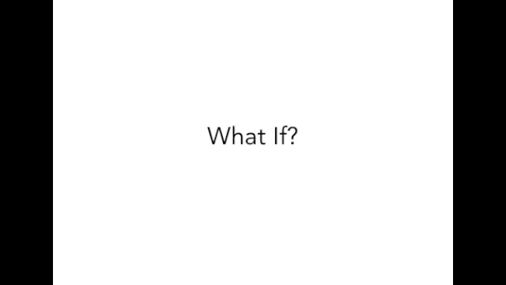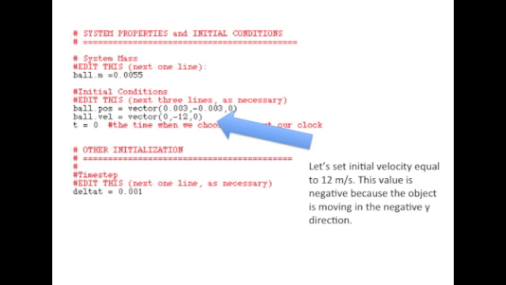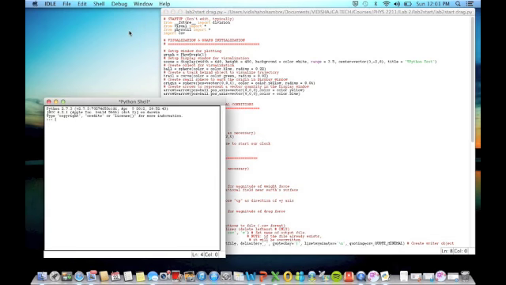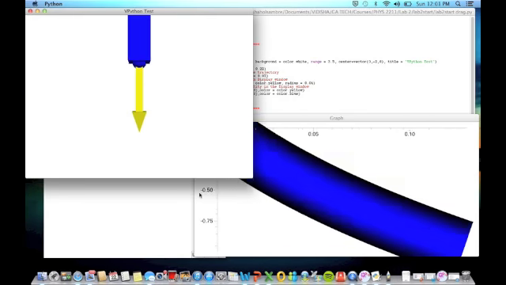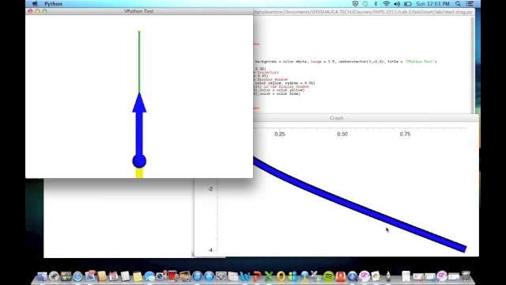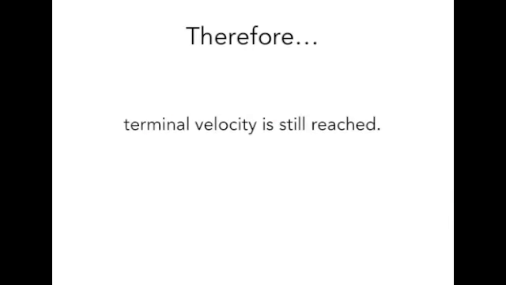The second question, what if, asks how initially throwing the object downward would affect terminal velocity. If initial velocity is set to 12 meters per second, the model shows us how the drag force is now greater than the force of gravity. The object initially decelerates and then continues downward at a constant velocity, which is indicated by the linear part of this graph. Regardless of what we set our initial velocity to be, the terminal velocity will still be reached and at approximately the same time, because this value is dependent on the mass and surface area of the object and the density of the medium it is falling through rather than initial velocity.